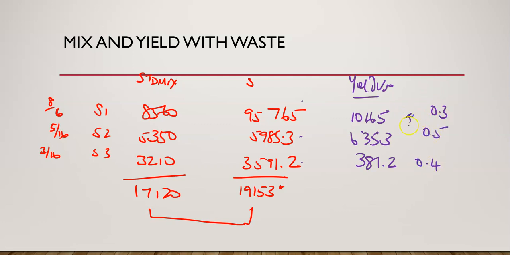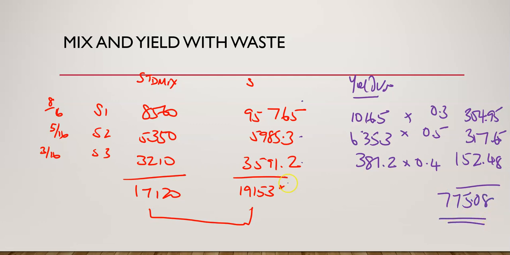When I multiply these together, because this is the cost of each kilogram, I get 304.95. Here I get 317.2, here I get 152.48, and therefore I have a total of 775.08. Exactly the same answer as I had before. So this is looking at it from the point of view of input, or really just looking at the variation in inputs.